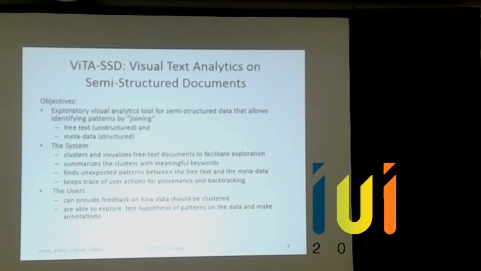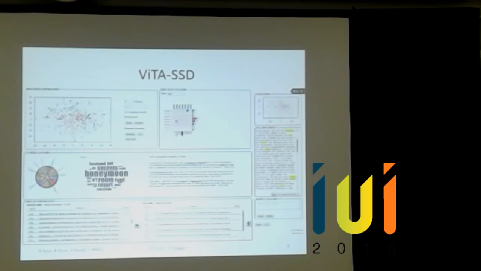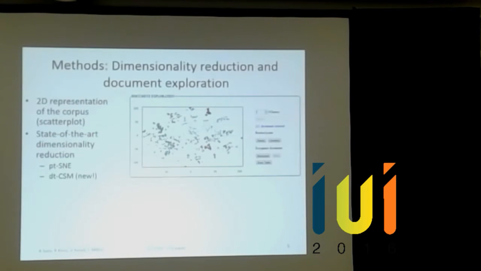The users can provide feedback on how data should be clustered, so interactive clustering, and are able to explore and test hypotheses or patterns and make annotations on the data. The system is designed so that it can be applied to very large collections, like hundreds of thousands of documents. This is a view of the dashboard of VitaSSD, which consists of several panels. They're all coordinated panels. We're going to focus on the top two.